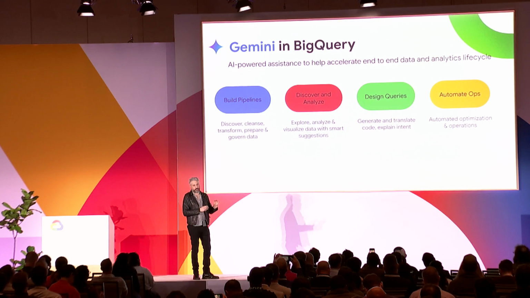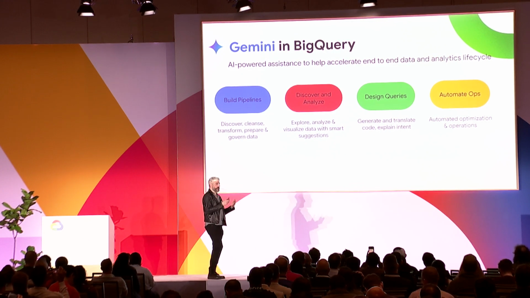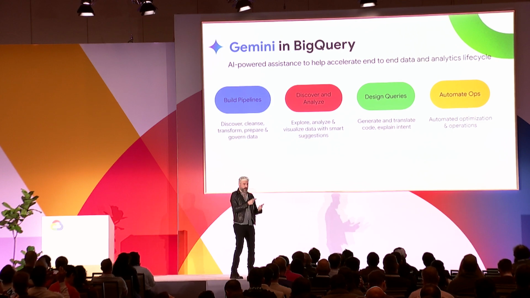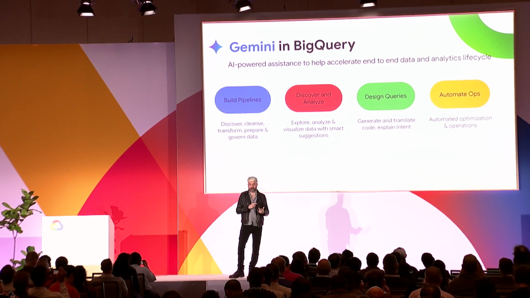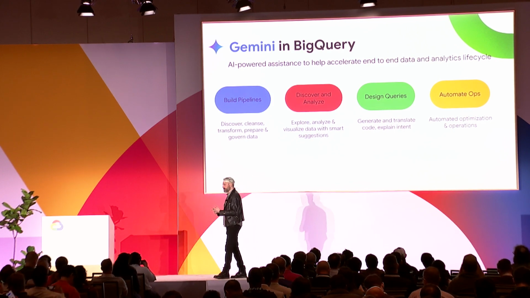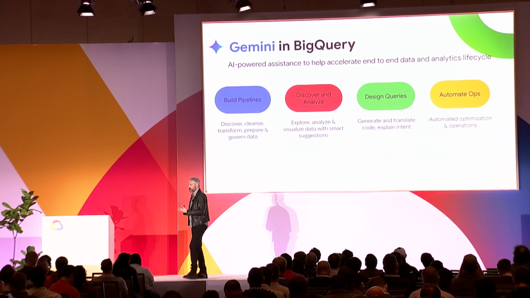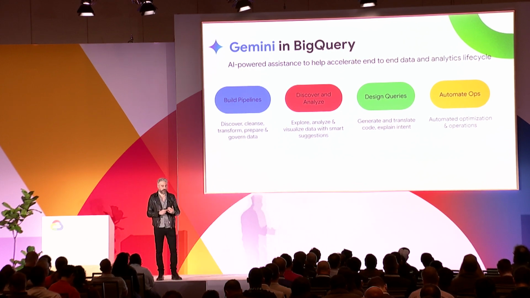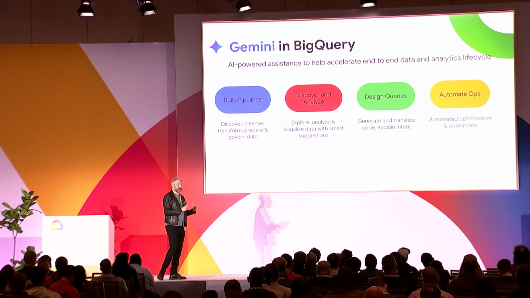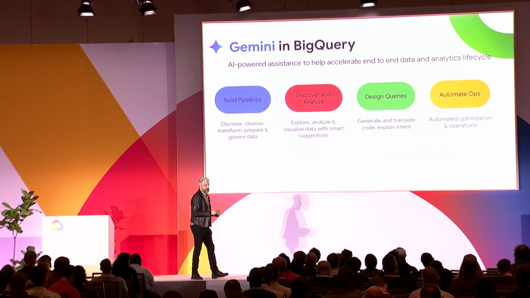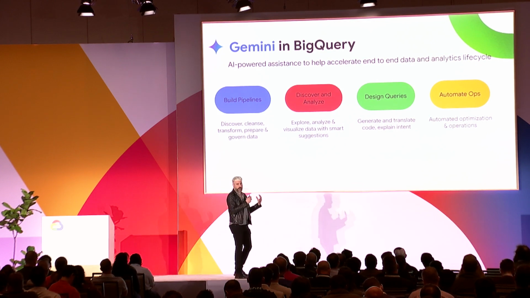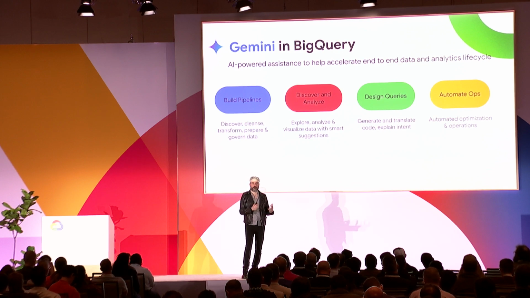is. Gemini in BigQuery is our assistant platform and allows us to offer many different services, whether it's to generate SQL code for you, to proactively analyze your data and make recommendations, whether it's materialized views or clustering, or also automate other operations that typically a human in the loop would have to perform. But Gemini in BigQuery is really offering this platform of AI-driven assistance across the entire data analytics stack.